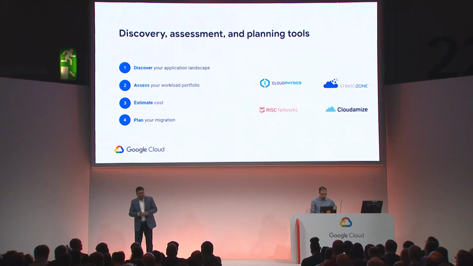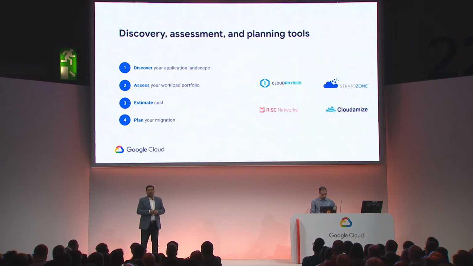So the first question that customers ask is, what do we have in our environment? What are the applications? How do they talk to each other? What is their physical footprint? What should be the right physical footprint on GCP? If I move this application, what other applications will break as we migrate to GCP?